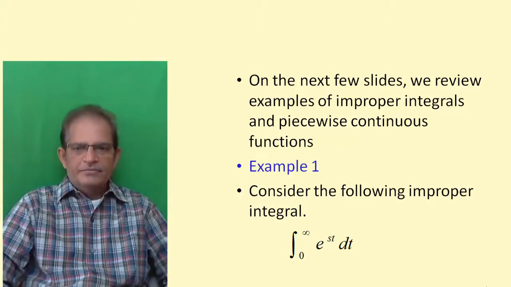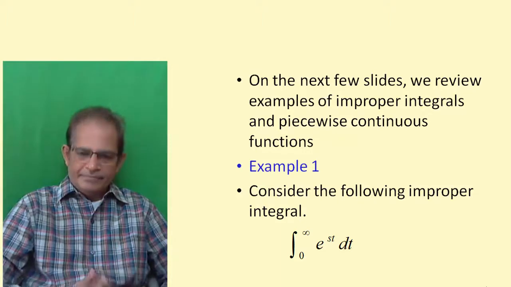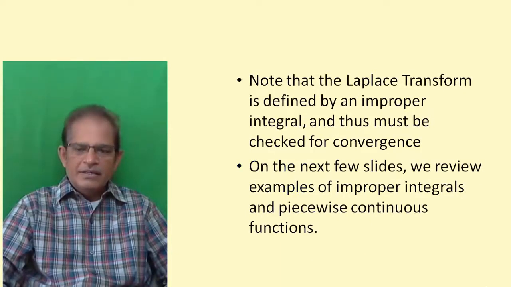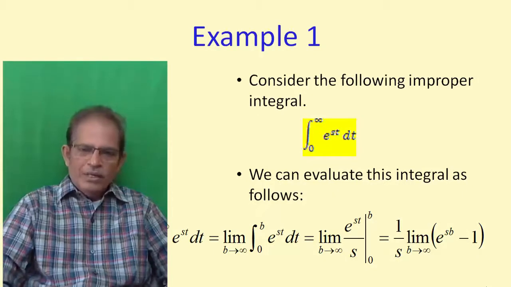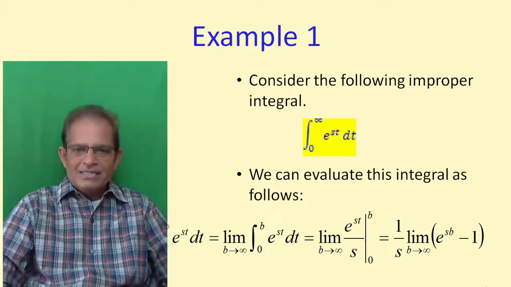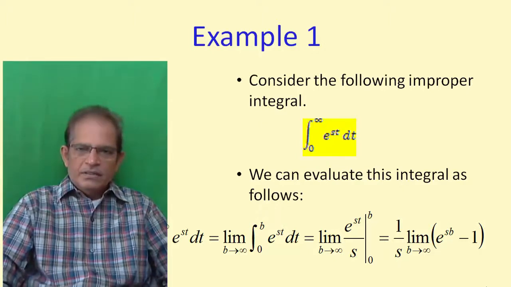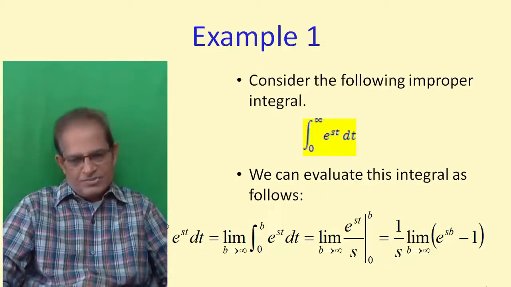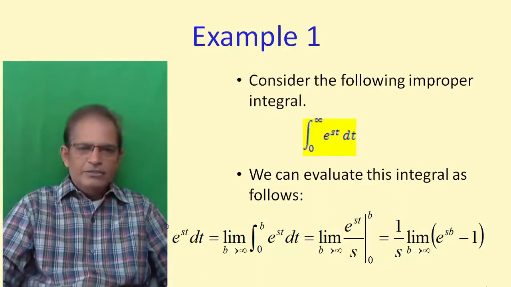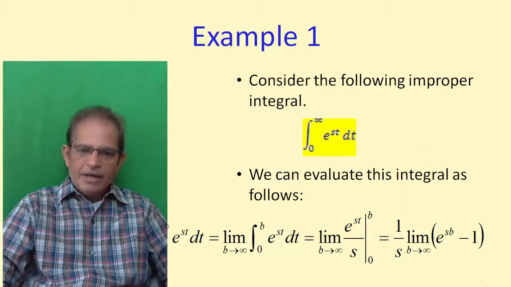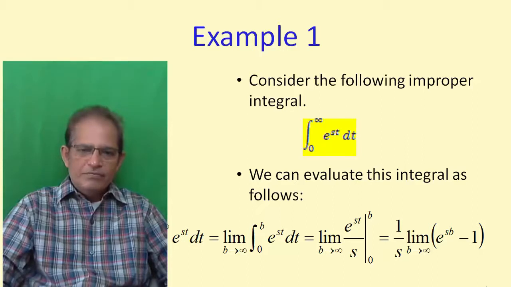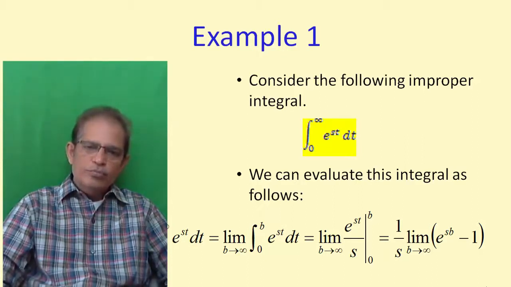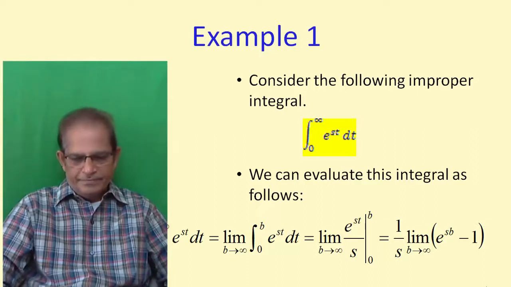Example 1. Consider the following improper integral, integral 0 to infinity e power st dt. This slide is already discussed. We can evaluate this integral by using limit process. So, integral 0 to infinity e power st dt is given by limit b tends to infinity, integral 0 to b e power st dt.